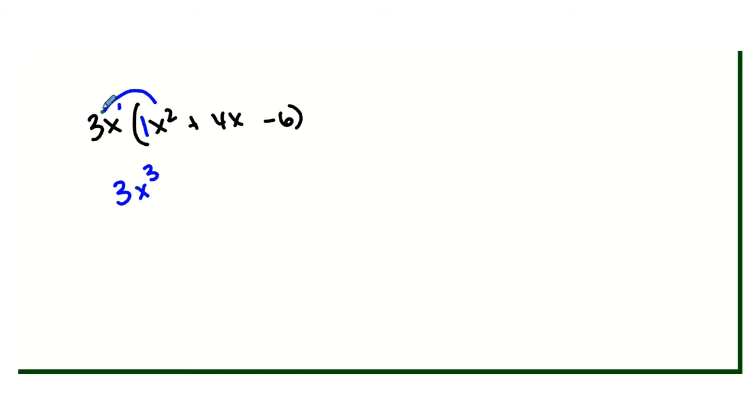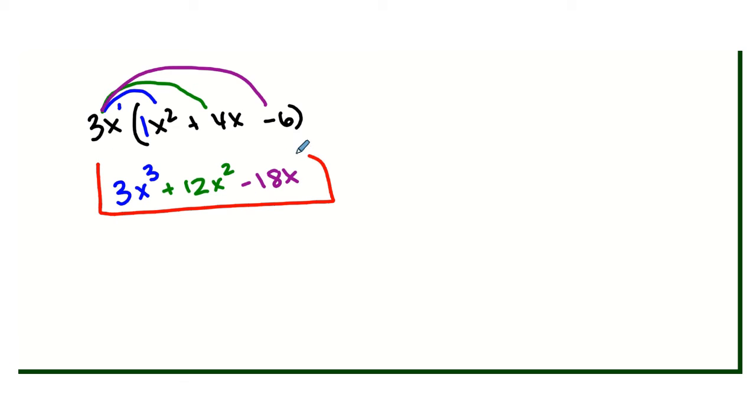Now I'm going to go to the next one. 3x times 4x. Begin by multiplying your coefficients. 3 times 4 is 12. Now I'm going to multiply the variables. X times x is x squared. Now I'm going to do the last one. 3x times negative 6 is negative 18x. I don't have any like terms here, so this is my final answer.